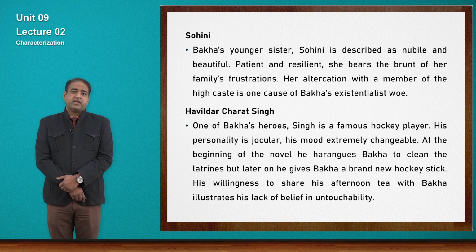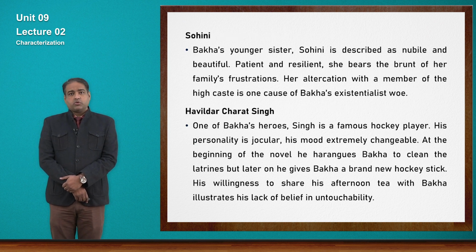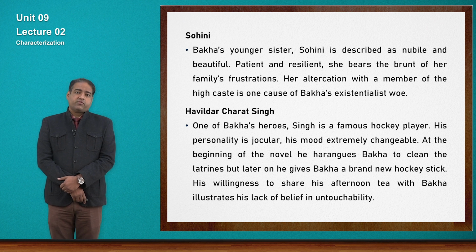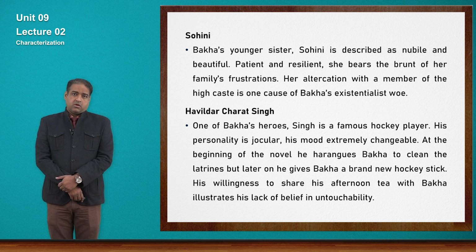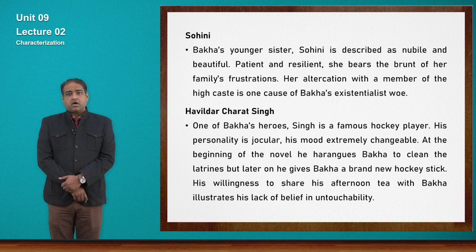We have next character as Sohini. Sohini is the younger sister of Bakha. She is the third child of Lakha. Bakha's younger sister Sohini is described as nubile and beautiful. Patient and resilient, she bears the brunt of her family's frustration. Her altercation with a member of the high caste is one cause of Bakha's existentialist woe.